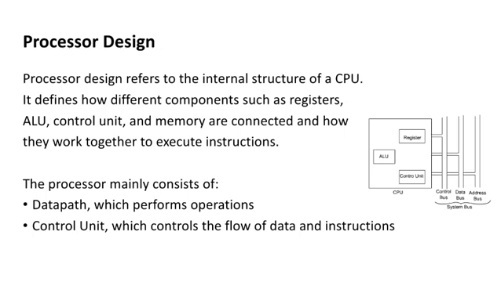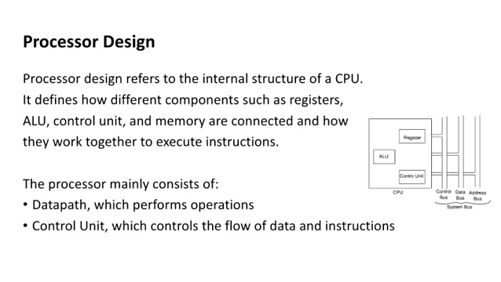It defines how different components such as registers, ALU, control unit, and memory are connected and how they work together to execute instructions. The processor mainly consists of the data path, which performs operations, and the control unit, which controls the flow of data and instructions.